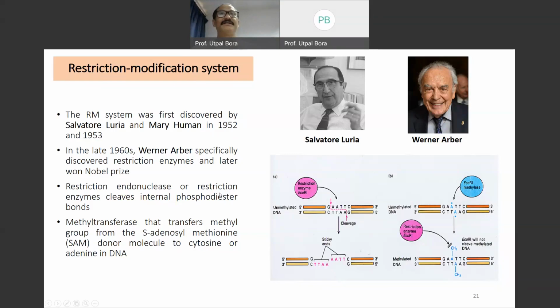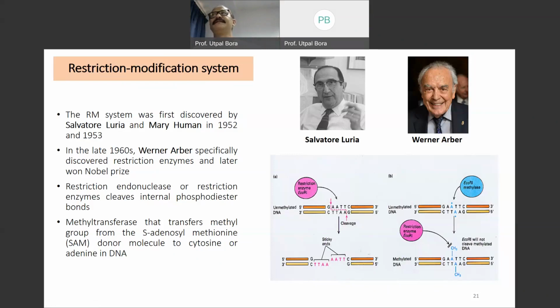The restriction endonuclease cleaves the internal phosphodiester bond here, as I have already told you once. The methyltransferase transfers methyl groups from the S-adenosyl methionine donor molecules to cytosine or adenine in DNA. So this will restrict the restriction enzyme from cleaving the host DNA itself. So you can see here that in the first case, there is no methylation in the invading viral DNA. So the restriction enzyme is acting on it, and in this particular case, it is generating a sticky end.